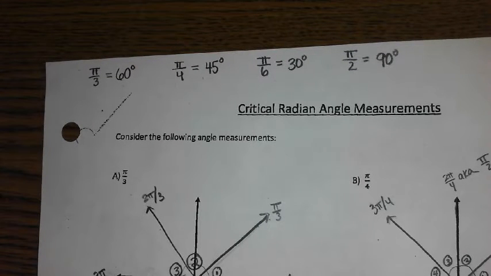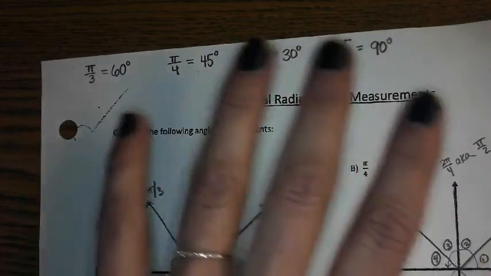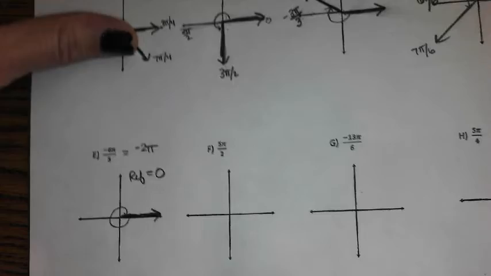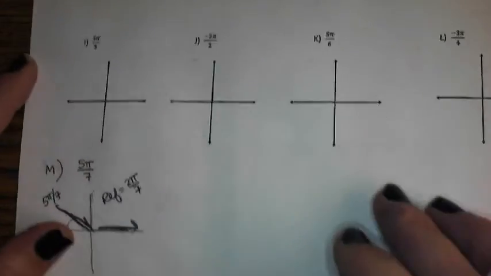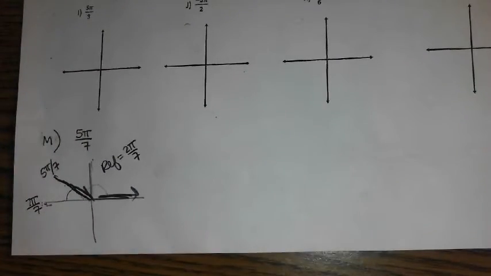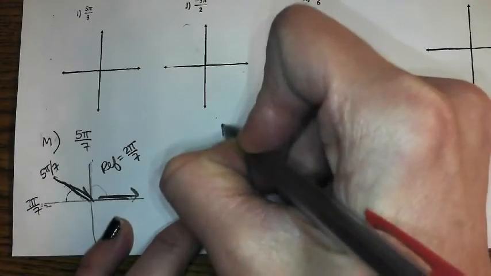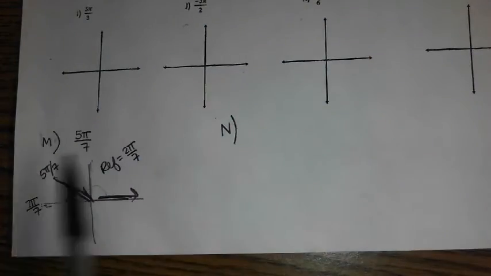No? Yeah, we're going to do that. But 30s, 45s, 60s, 90s, those are all special right triangle angles. And I don't know how much time you spent on special right triangles. I'm going to go a different way here.